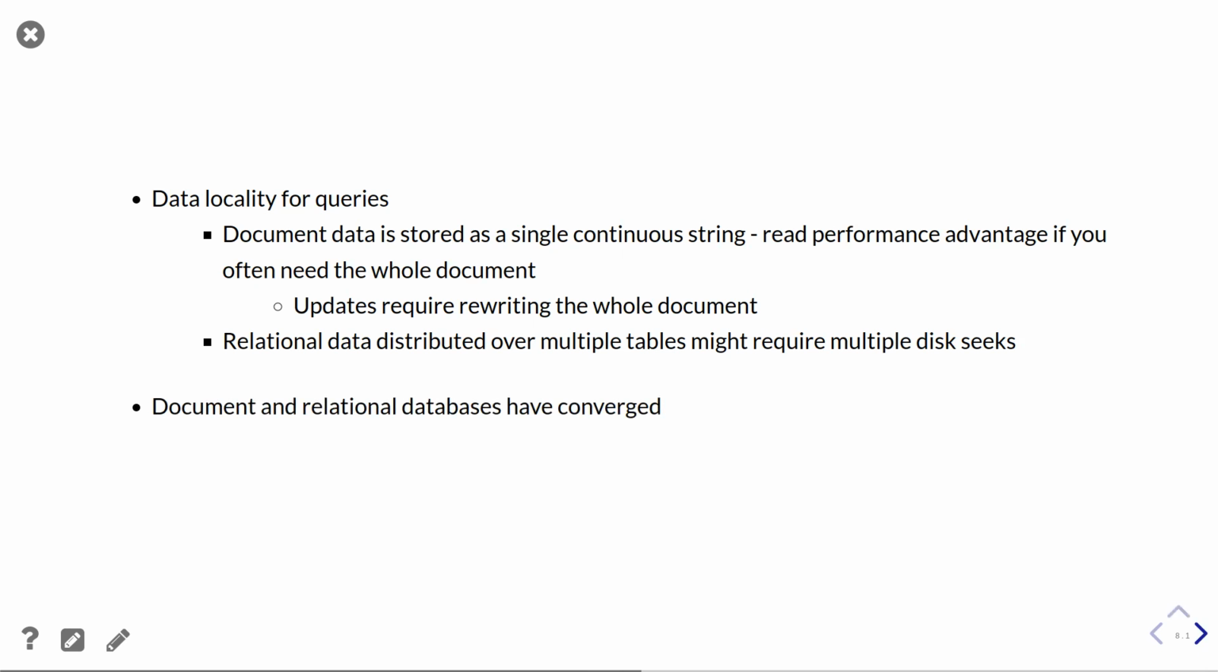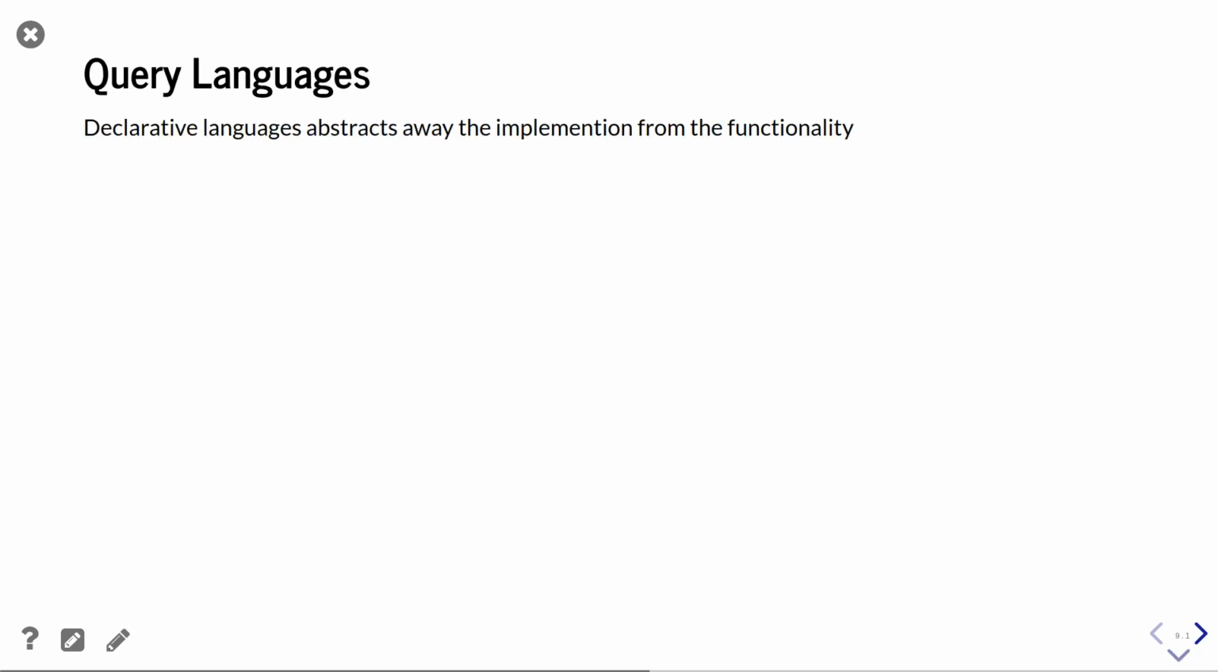Having said all these things and having looked at all these attributes, in recent years, document and relational databases have converged. A lot of the document databases support joins, and a lot of the relational databases support JSON and document objects as well. So the boundary between the two has blurred quite a bit in recent years.